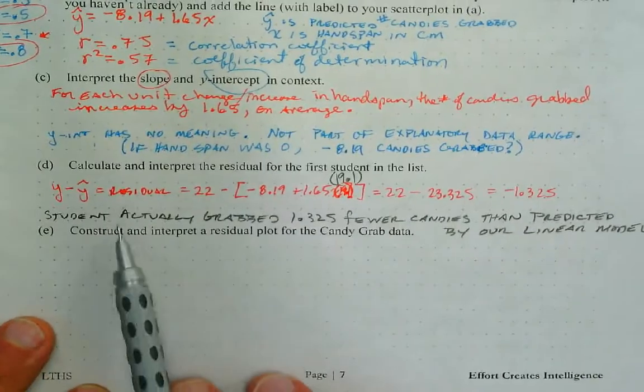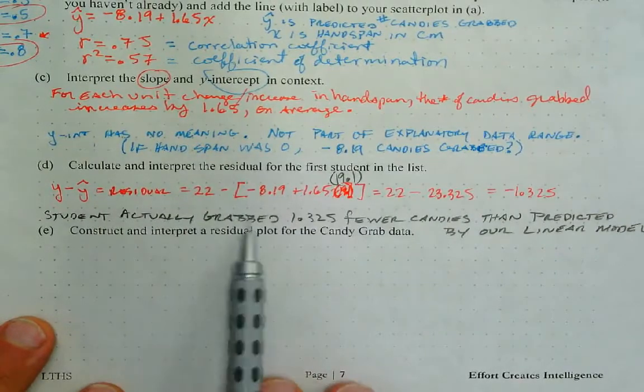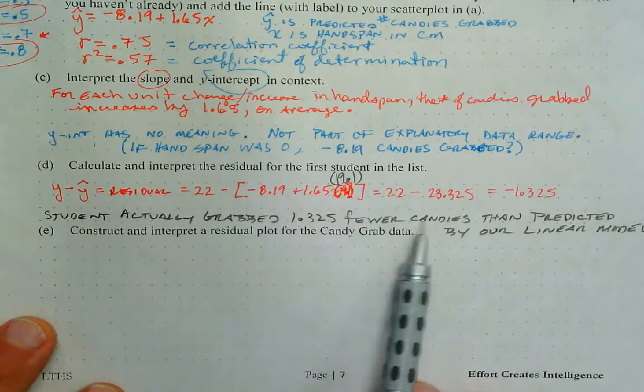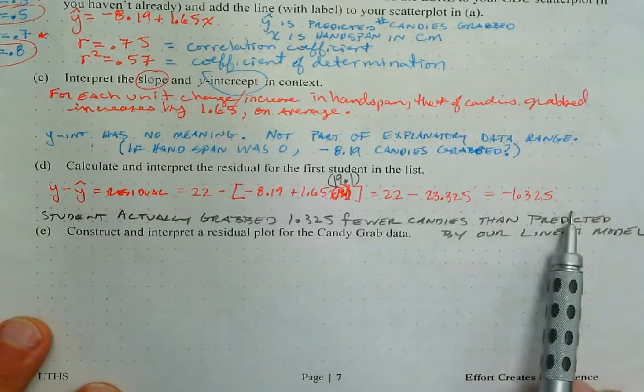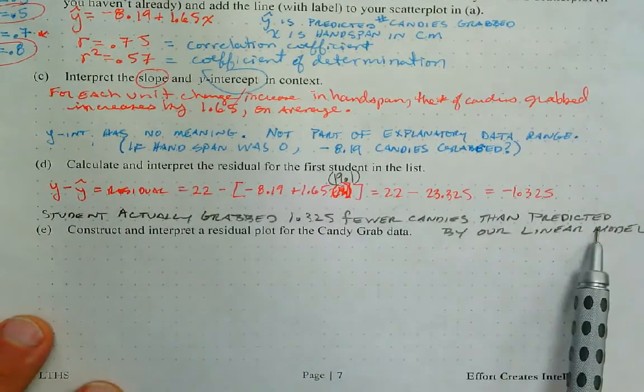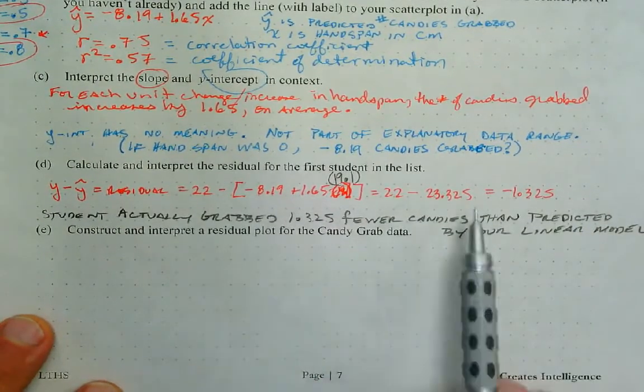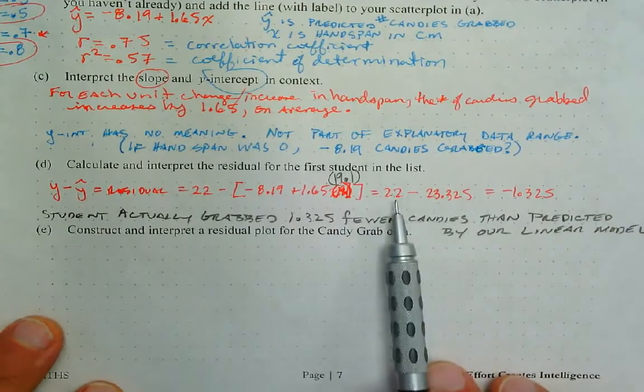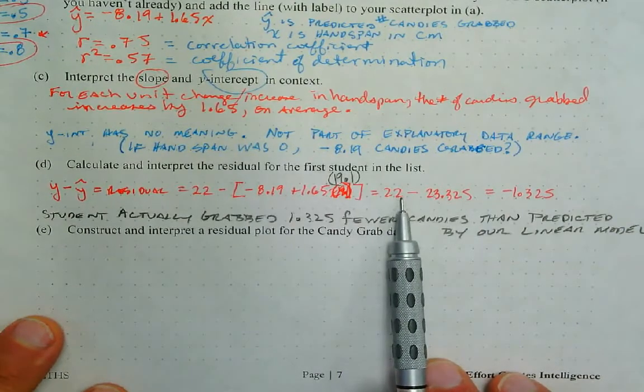And what's the interpretation? That the student actually grabbed 1.325 fewer candies than predicted by our linear model. Our linear model predicted they would grab 23. They only grabbed 22, okay?